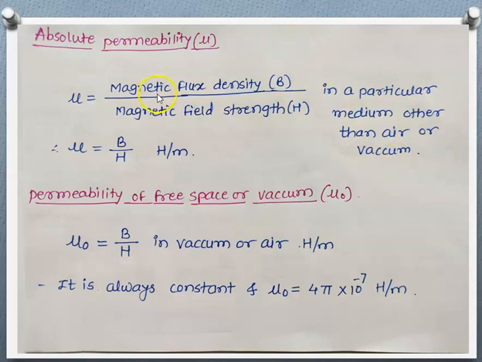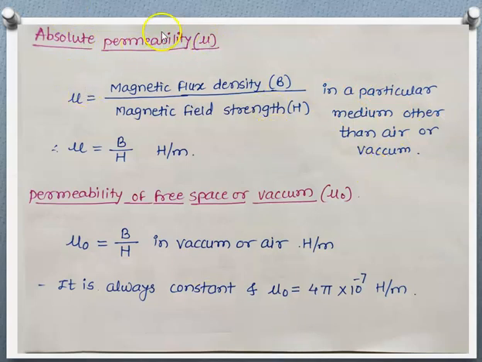Then when the magnetic flux density of that magnet and magnetic field strength are calculated, the ratio of these two is nothing but absolute permeability. When it is measured with the magnet placed in a particular medium other than air or vacuum, it is known as absolute permeability.